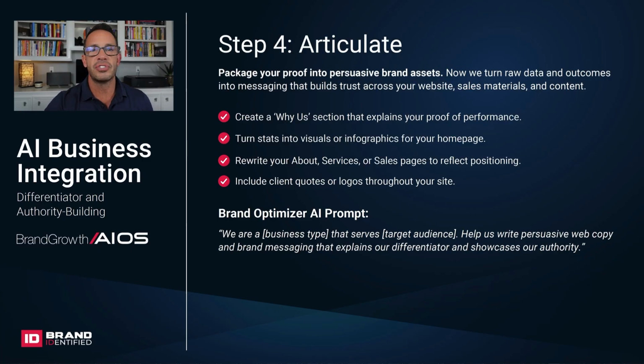Step number 4 is to articulate. Package your proof into persuasive brand assets. Now we turn that raw data and outcomes into messaging that builds trust across your website, sales materials, and all of your content. So create a Why Us section that explains your proof and performance.